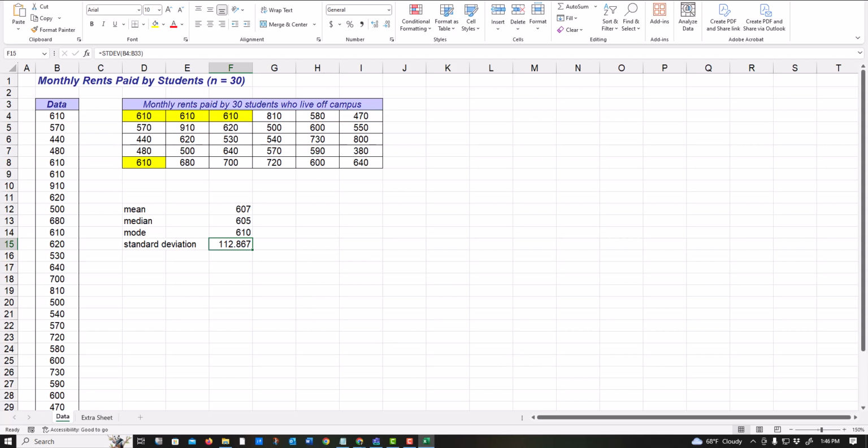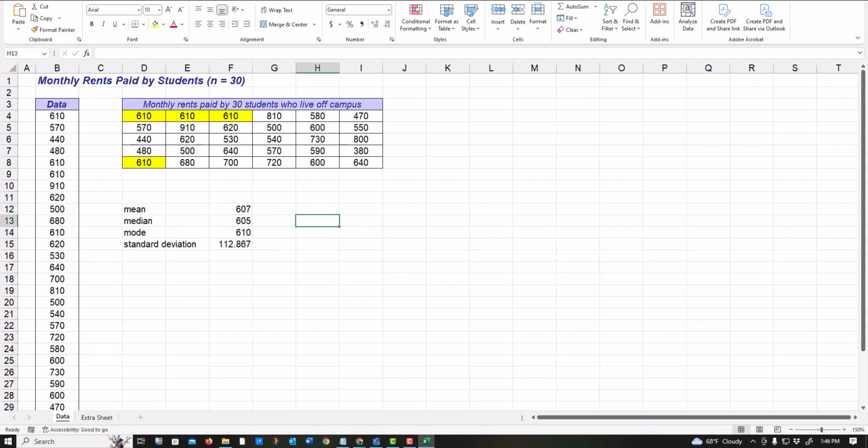It also asks which measure of central tendency is most appropriate for this data. And in this case, the mean and the median are very close together. So that shows I would have symmetric data. The measures of central tendency definitely agree. They're not all over the place.